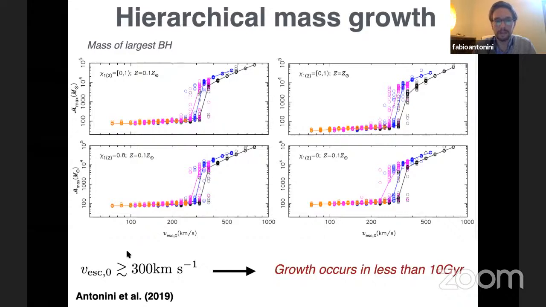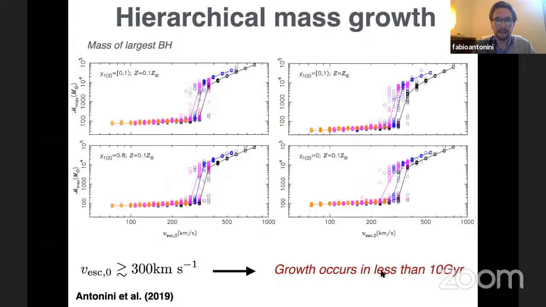We find that for these conditions, growth can occur in less than 10 gigayears, but for reasonably high cluster densities it can occur on a very short time scale, less than 1 gigayear, and might also provide an explanation for the massive black holes that are observed at high redshift.